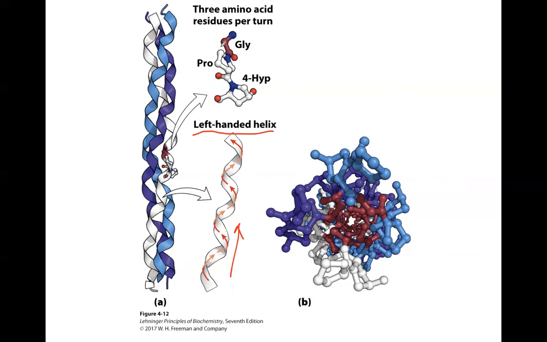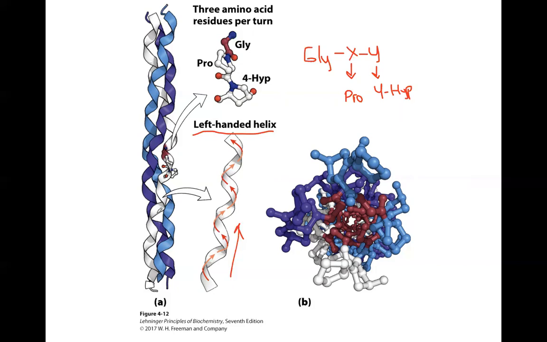And it's a repeat of 3 amino acids. So you have glycine, and then X and Y. X and Y could be anything, but in the majority of cases, this will be proline. And this one will be 4-hydroxyproline. 4-hydroxyproline, we'll look at the structure in a moment. You've already seen the structure actually, but we're gonna see it again.